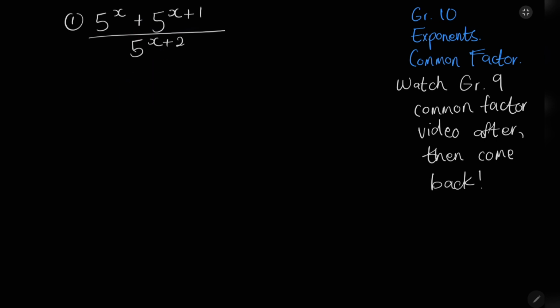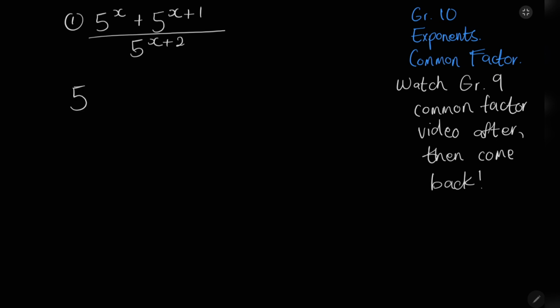So the first step would be to split the exponents, as we do have 5 here and 5 there. However, there's an addition sign. You don't have the multiplication sign, so you cannot add the exponents. So you can split the exponents.